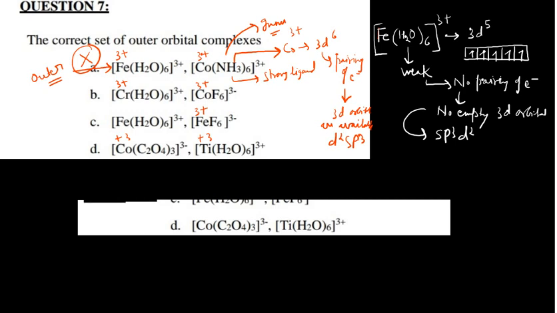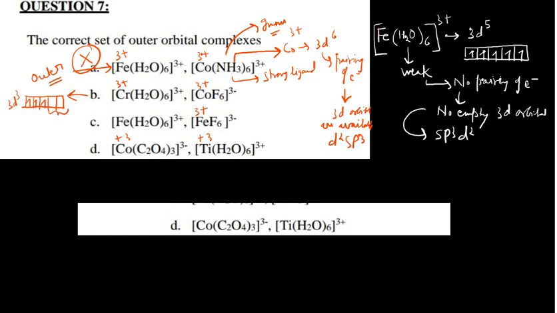Now moving to the next one, say you are having this chromium complex. It's quite simple. Chromium 3 is a 3d3 system. That means 1, 2, 3. Two orbitals are already available, so these two would be used in the hybridization. Again, it would be d2sp3. So this is also an inner orbital complex, so this cannot be your correct answer. Now moving to the next one. For iron we have already done. It is an outer orbital complex.